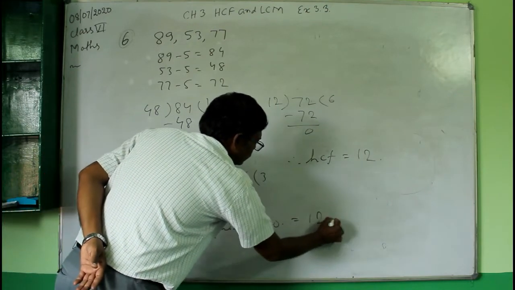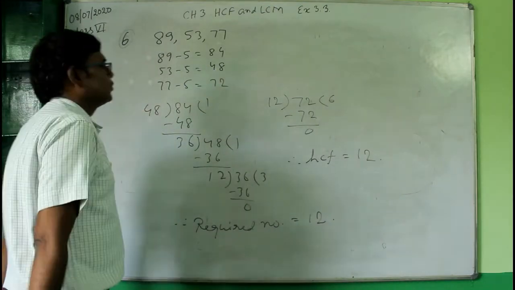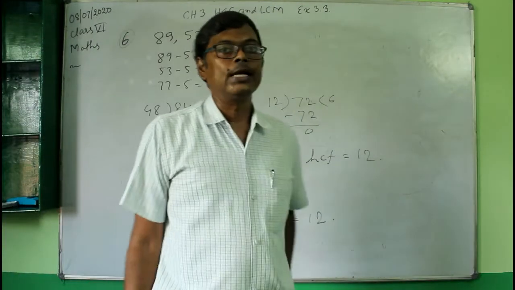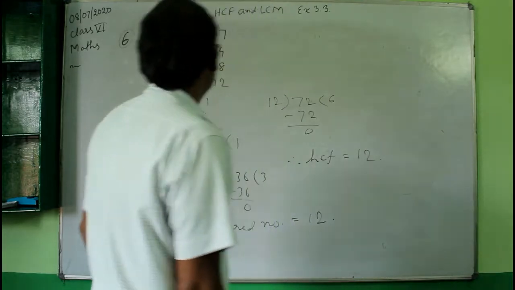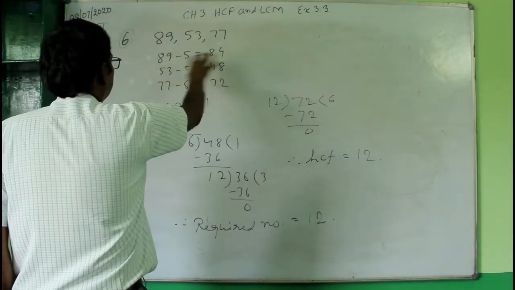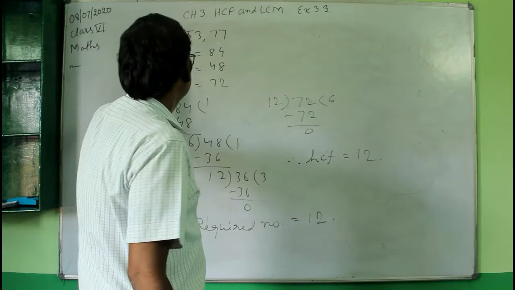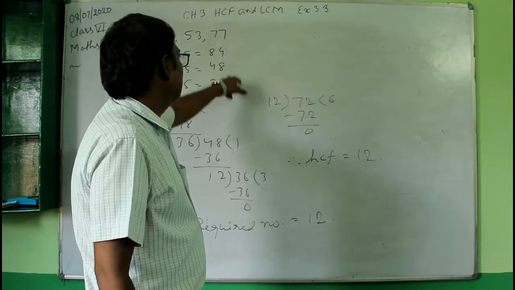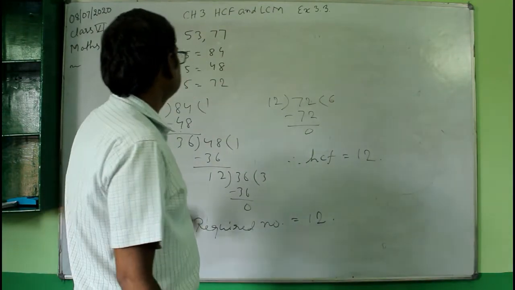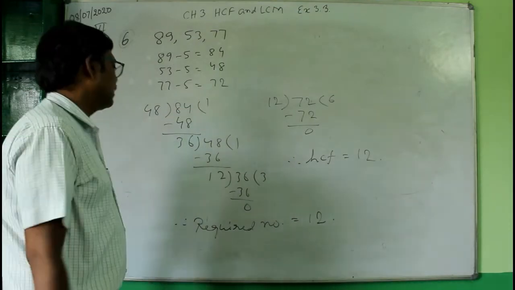Number equal to 12. Okay, this is the answer. So in this you will solve the question like this. First you will subtract 5 from each number, and then you will get the resulting numbers, and find the HCF of these three numbers, and that will be the answer.